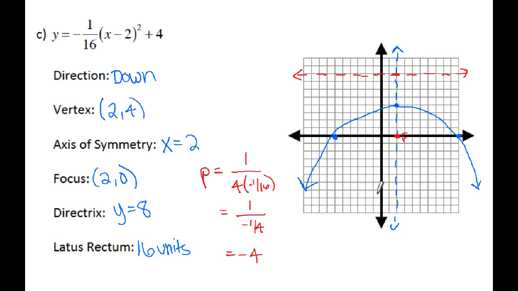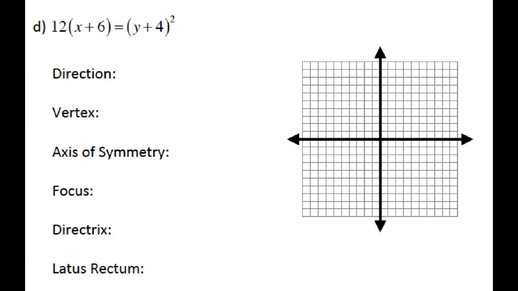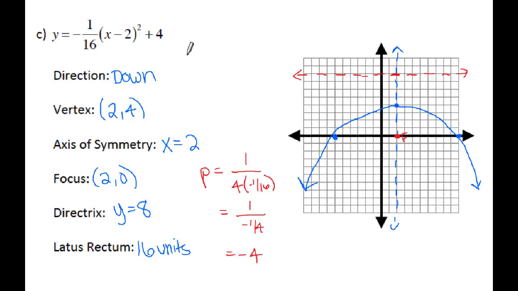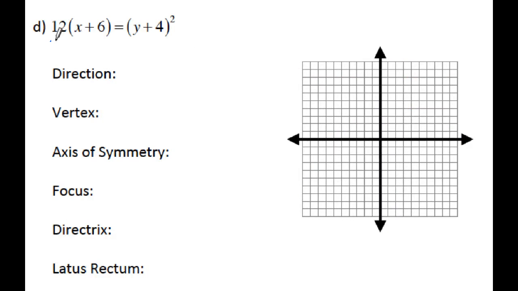All right, another one. This right here is not in standard form, so we need to get it into standard form. What I like to do first is I like to get rid of this 12. So if you notice in front of all of your parentheses, we have a value for A. So I'm going to go ahead and divide both sides by 12 right off the bat. That's going to get rid of this 12 over here. So then I have x plus 6 equals y plus 4 squared divided by 12, which is the same thing as 1/12 y plus 4 quantity squared.